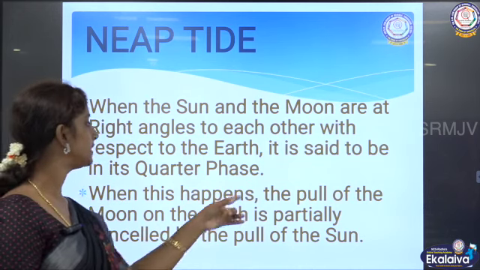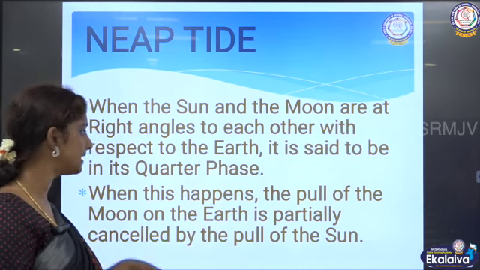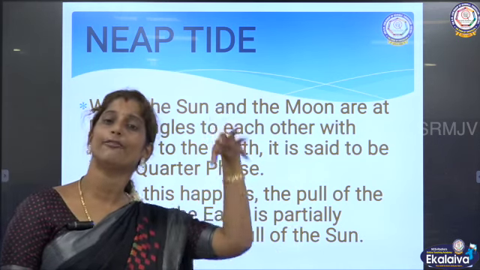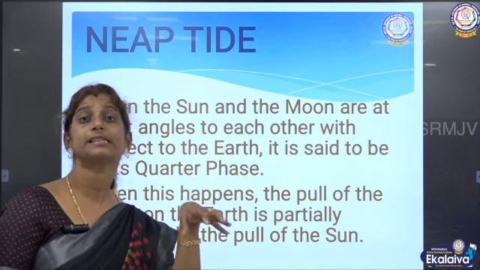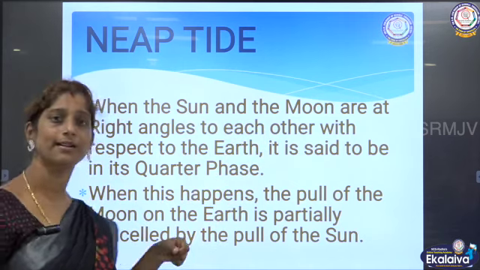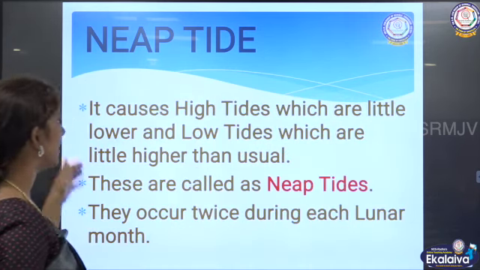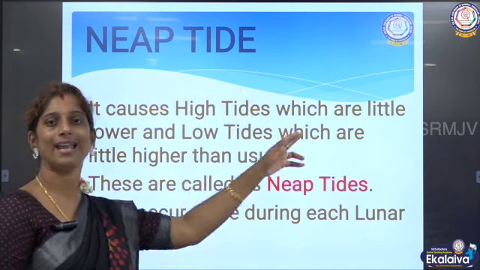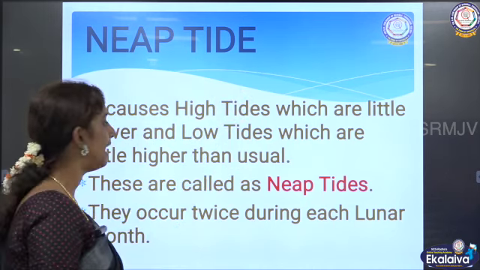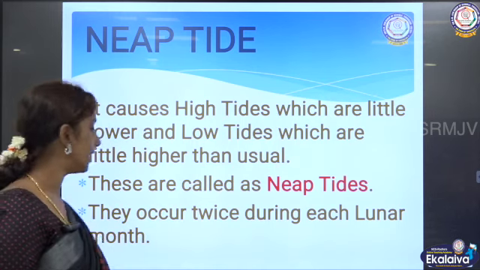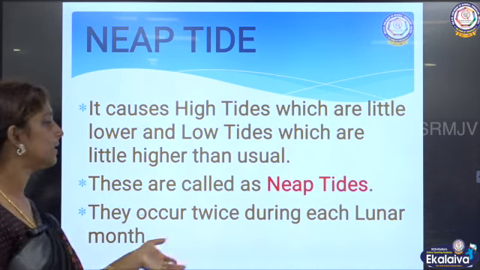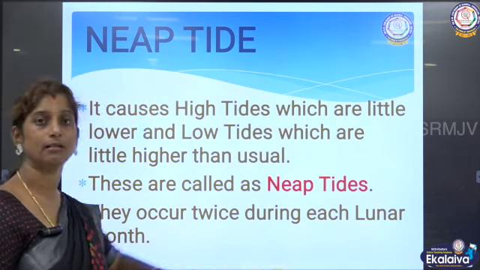So when this happens, the pull of the moon on the earth is partially cancelled by the pull of the sun. So the moon's full gravitational force gets affected by the gravitational force from the sun. On both directions, gravitational force is getting applied. This causes high tides which are a little lower and low tides which are a little higher than the usual tides. So these are called neap tides, and again these occur twice in each lunar month.